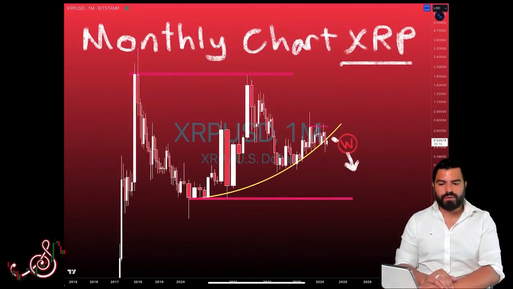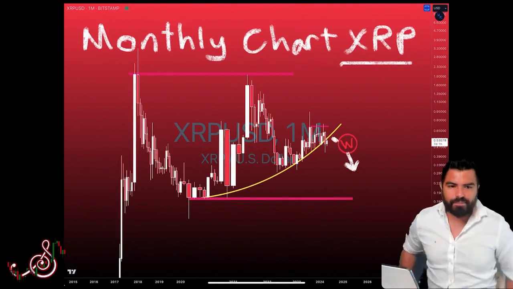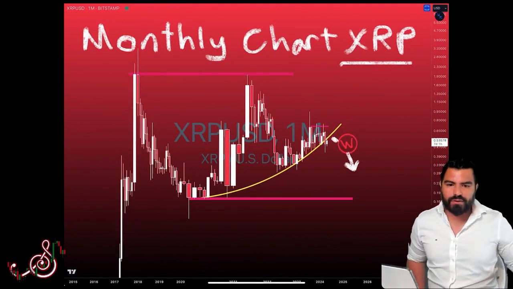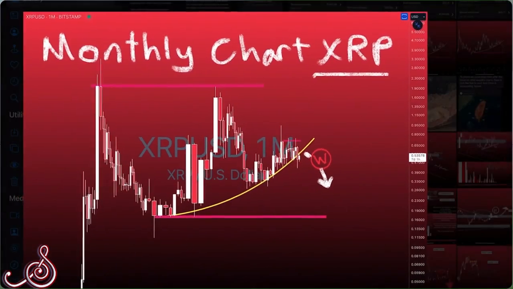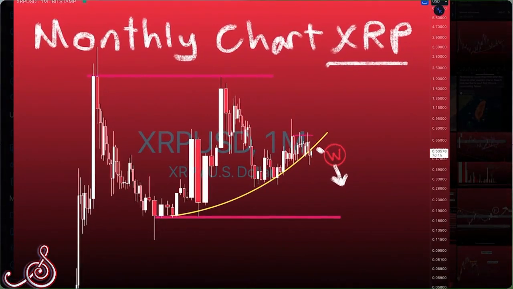XRP. The current price is around 53 cents, but take a look at some of these numbers for XRP here. Closer to 16 cents. 16, 17, 18, 19. Somewhere around, I think, 18 cents for XRP. That's not looking good at the moment.